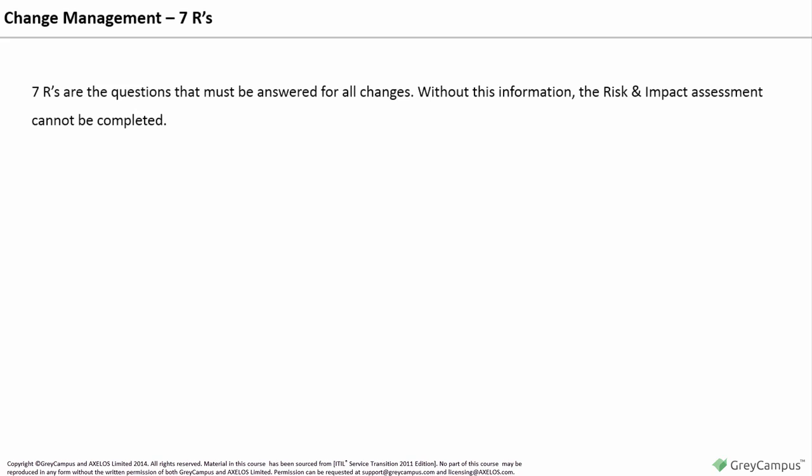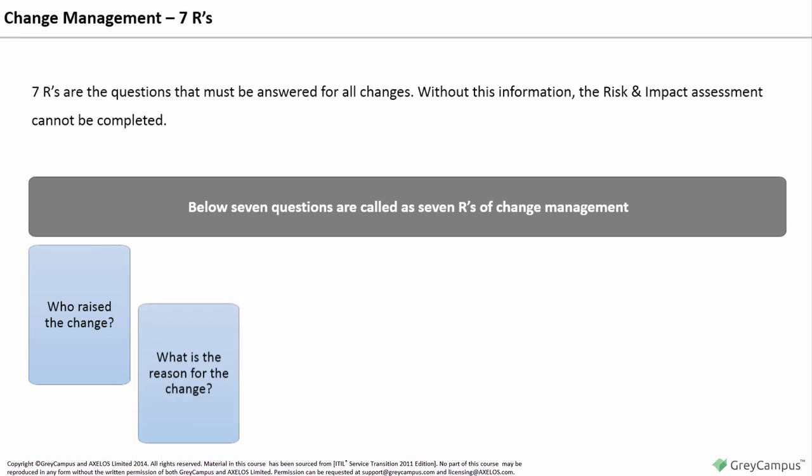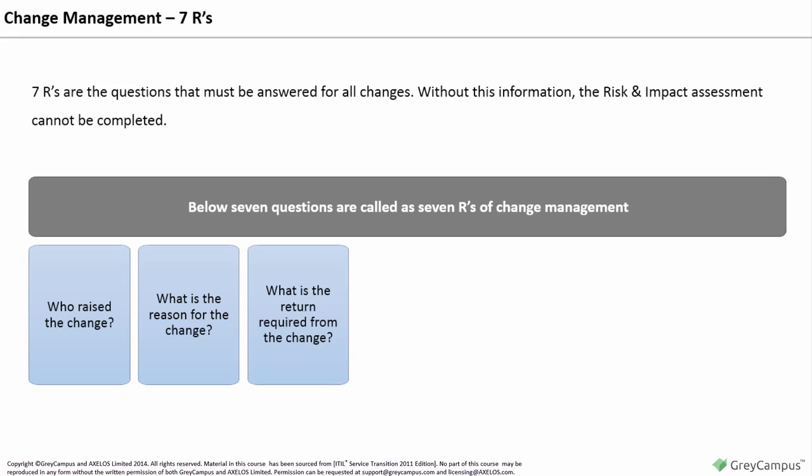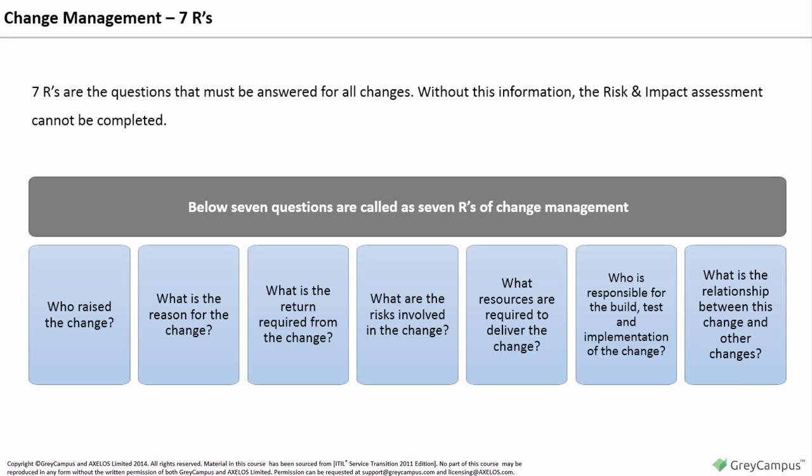To balance the risk and benefit to the live services, they should be understood by answering the following questions. Below, the 7 questions are called the 7 R's of change management. Who raised the change? What is the reason for the change? What is the return required from the change? What are the risks involved in the change? What resources are required to deliver the change? Who is responsible for the build, test, and implementation of the change? What is the relationship between this change and other changes?